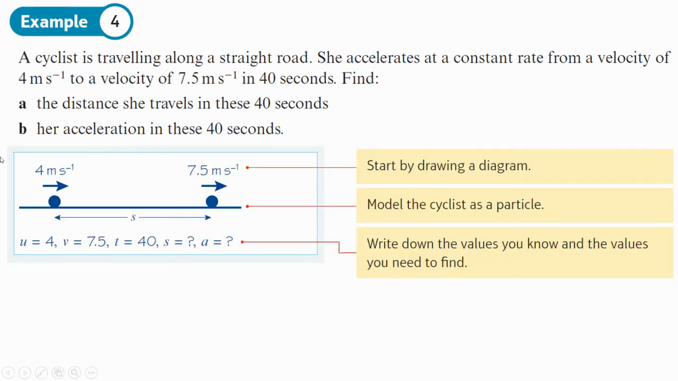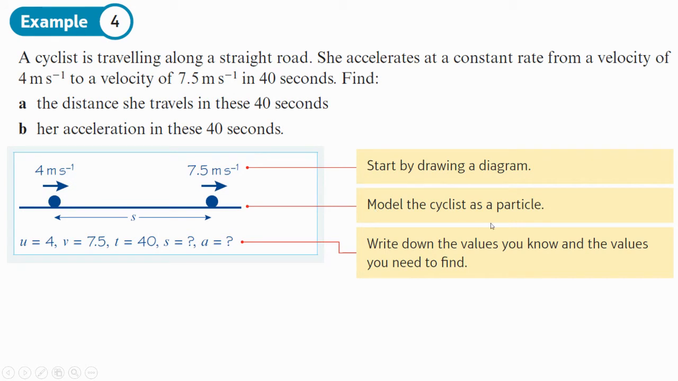So this is the diagram you should get. She accelerates, going from a velocity of 4 meters per second. So there is the original velocity, 4 meters per second, accelerating this way up to 7.5 meters per second. There's a distance between them. We know u, we know v, we know t. We don't know s and a.